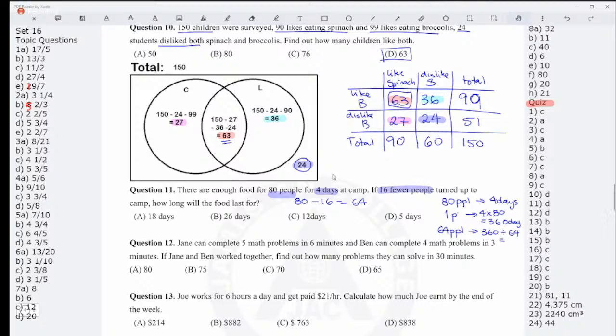Which gives you, I think I made a mistake. Oh, that should be 320. Yes, you're absolutely right, 320. So 320 divided by 64 will give you 5 days. And your answer is D.